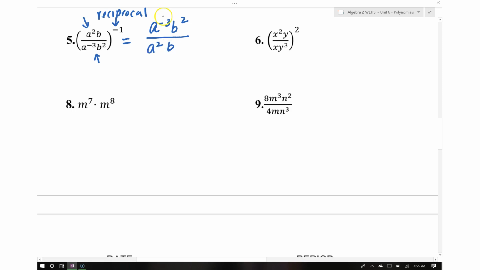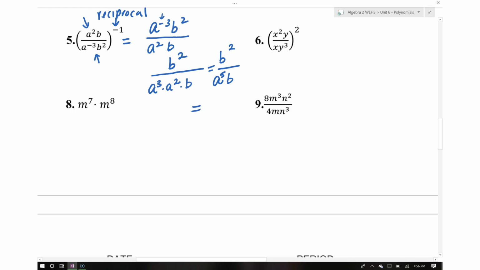We also notice that we have a negative in our numerator for a to the power negative 3. So therefore, that has to go to the denominator. So we have b squared divided by a to the third times a to the second times b. So therefore, we have b squared divided by a to the power 5, since we have a 3 and a 2 as an exponent, times b.